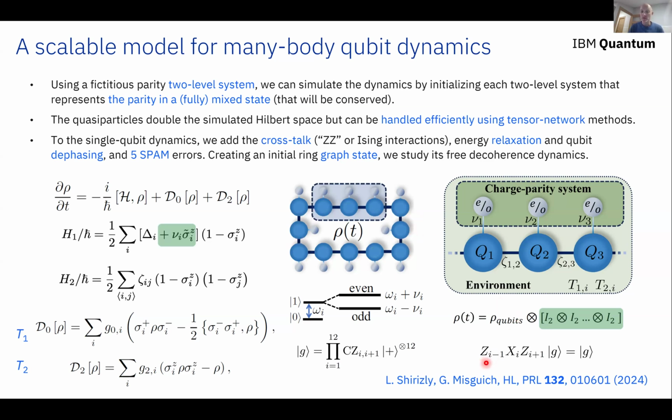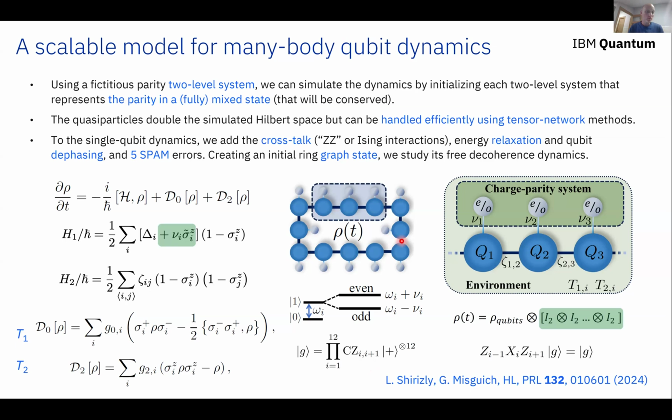It's characterized by 12 stabilizers. This graph state G is characterized by 12 stabilizers, so 12 operators of this form, ZXZ, each of which, acting on G, leaves it invariant. So there is one unique entangled quantum superposition state of this form, and this is the graph state of 12 qubits. Now we want to create it in experiment. It's quite straightforward, putting all the qubits in the plus state and doing the CZ gate. And we want to simulate the decoherence of this many-body 12-qubit graph state.